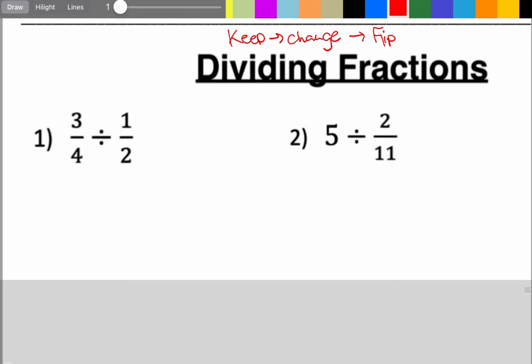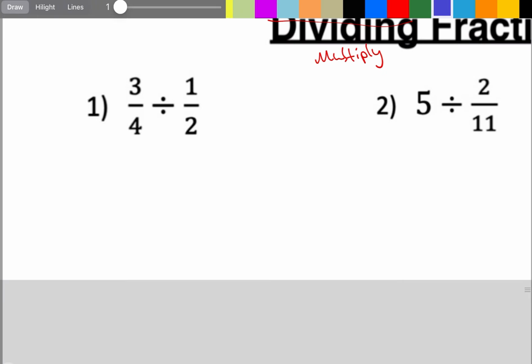We do not divide fractions. We always multiply. It is our job to make sure that we change dividing to multiplying using the keep, change, flip situation. So here's my keep. My keep is 3 over 4. I keep everything exactly the same. My change is flip. My change is changing division to multiplication. My flip is changing 1 over 2 to 2 over 1.